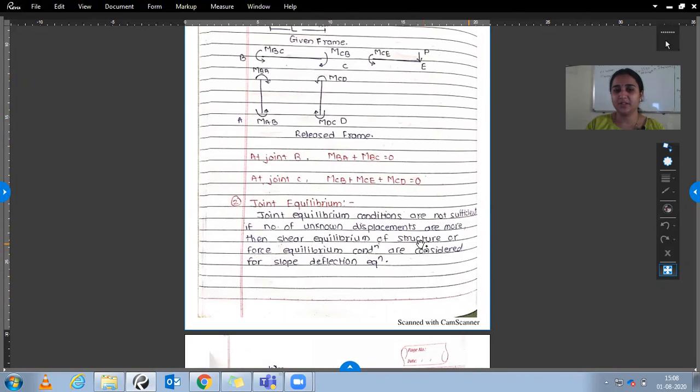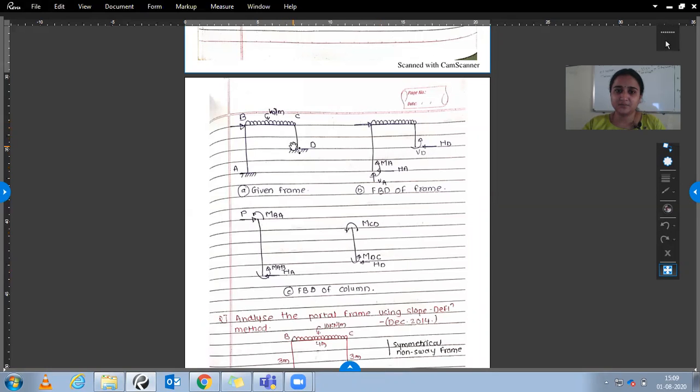Joint equilibrium conditions are not sufficient if the number of unknown displacements are more. Then shear equilibrium of the structure, or shear force equilibrium conditions, are considered for slope deflection equations. So those equilibrium conditions are not sufficient, that's why we are going to use equilibrium conditions along with the shear equilibrium of a structure. Shear equilibrium equations are helpful for analysis of the portal frame.